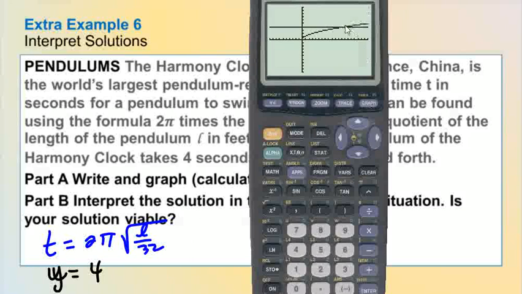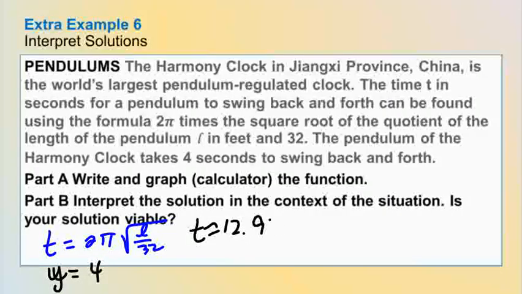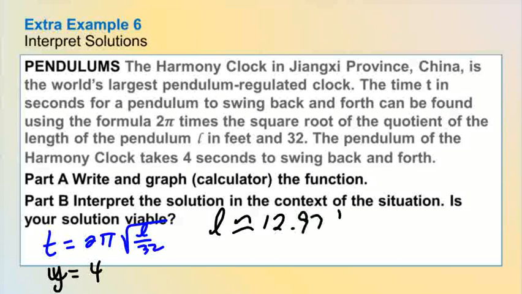Okay, we need to find out where do they meet, so second trace number 5. Hit enter. Gives us 12.97. So t would be roughly 12.97. This would be in seconds. Or the length, L. So we're trying to find the length. So the length would be roughly 12.97 feet.